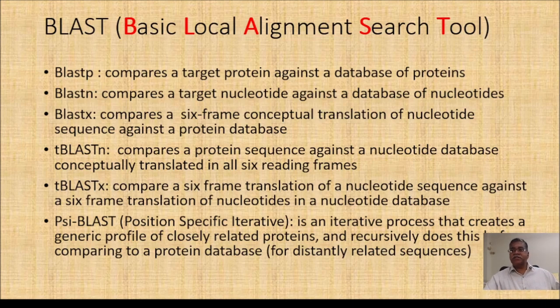And then you have PSI-BLAST, which stands for position specific iterative. It is an iterative process that creates a generic profile of closely related proteins and recursively does this before comparing it to a protein database. So it takes closely related proteins, creates a generic consensus profile of what that family looks like, and then compares it to a protein database. This is for when there are distantly related sequences, when you get essentially nothing from a typical BLAST search.